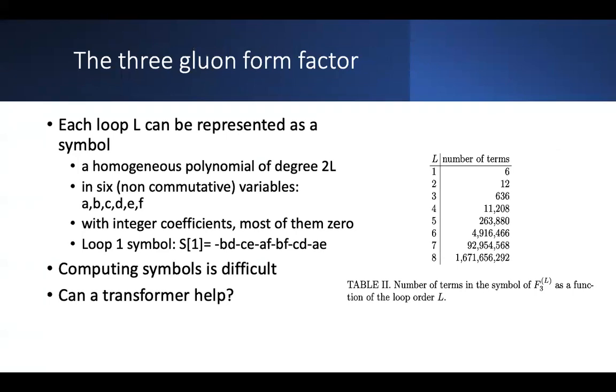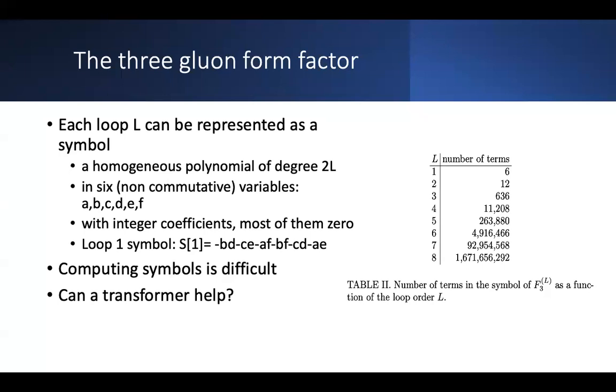The way it works, and now we're back into math, is that each loop, each approximation, is represented as a symbol, which you can think of as a homogeneous polynomial of degree 2L, twice the loop, in 6 non-commutative variables, A, B, C, D, E, F, with integer coefficients, most of them 0. So at loop 1, you have a homogeneous polynomial of degree 2, with terms -1 BD, -1 CE, -1 AF. These are the 6 terms. As you go up the loops, you get more and more non-zero terms, and at loop 8, you get 1.7 billion different non-zero terms.